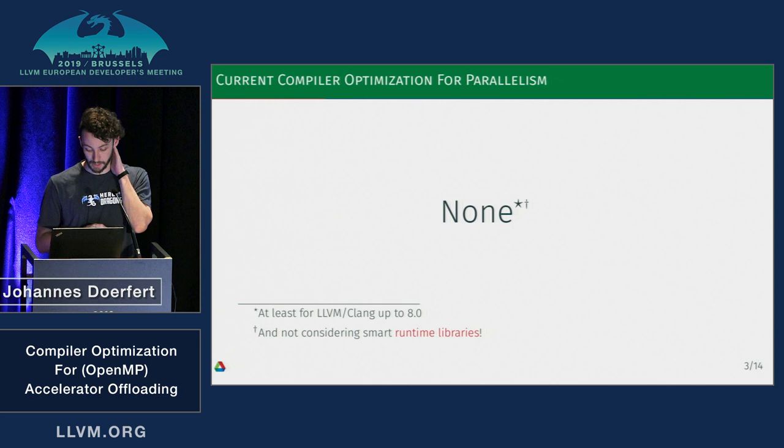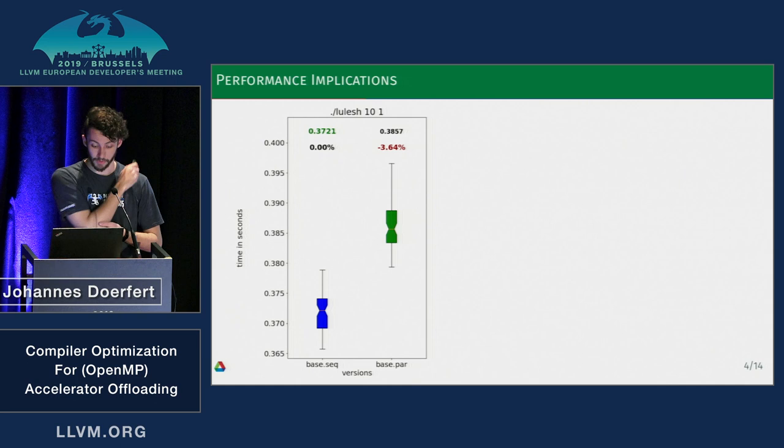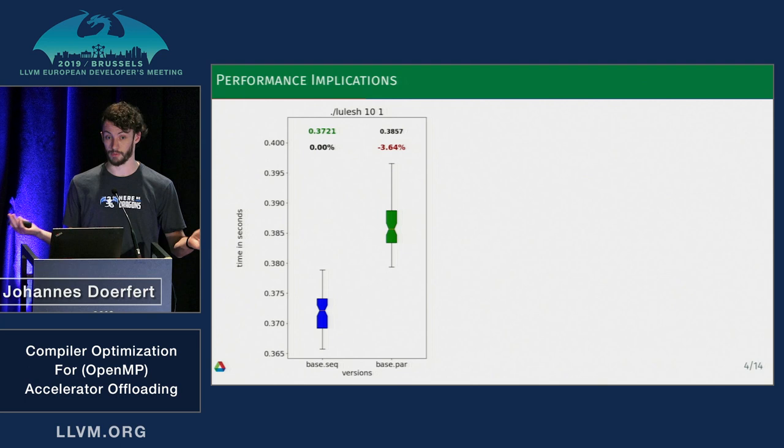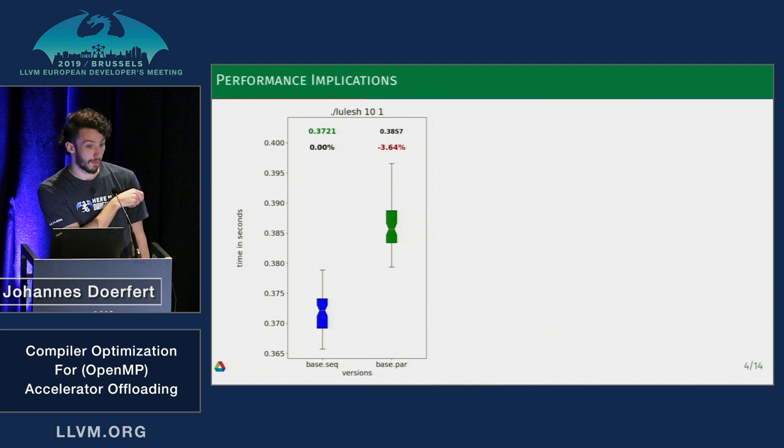The first question you should ask yourself is, why is this important? Because my parallel programs scale, and apparently everything works out fine. But I did the following experiment. I took a benchmark, Lulesh, the OpenMP version, and I ran it without OpenMP, so I disabled OpenMP completely, which gives you a scalar program. And I compared the performance against an OpenMP version run with one thread. Base sequential is no OpenMP, base parallel is OpenMP run with one thread. And you get a 3% slowdown.